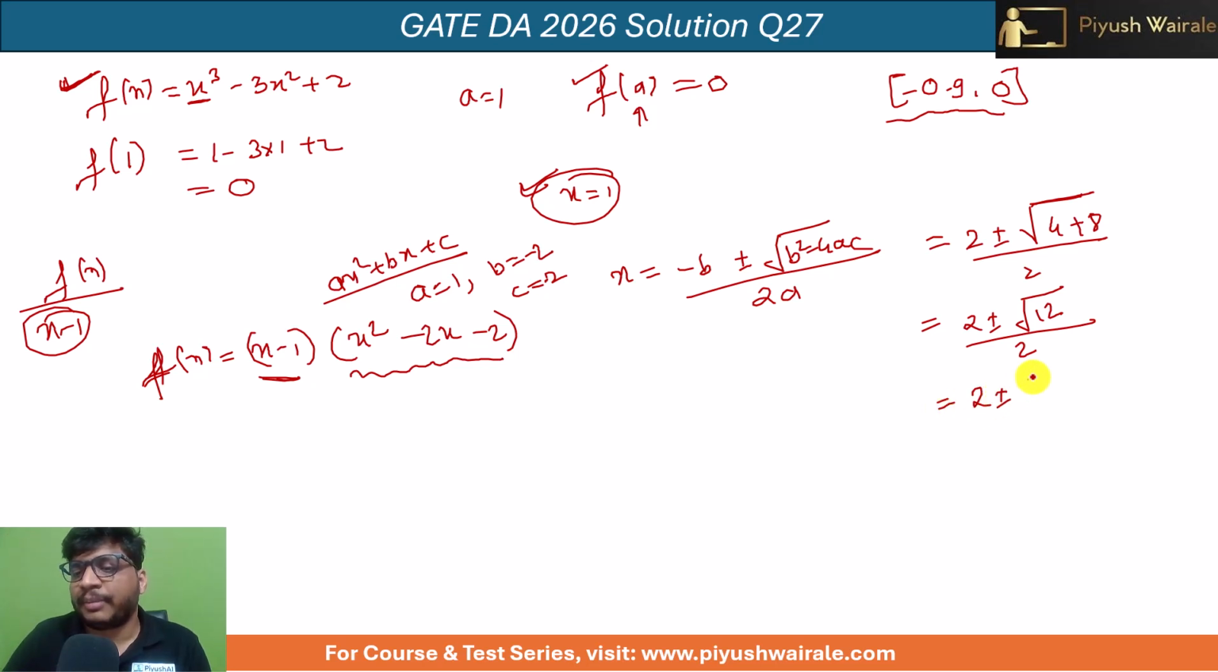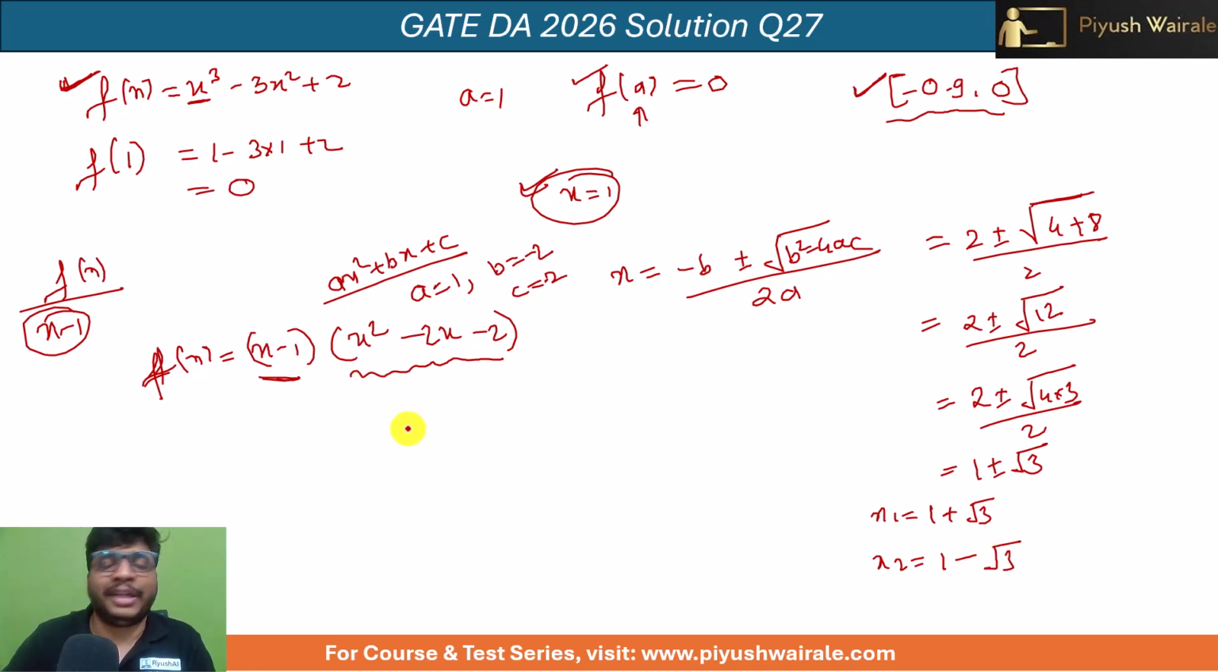So 2 plus minus under root of 4 into 3 divided by 2. I can take 2 outside, 2 will get cancelled. That will be 1 plus minus under root of 3 here. Right? So we got the two roots here. x1 is 1 plus under root of 3, and here we have x2 is 1 minus under root of 3. We already have a third root that is equal to 1.